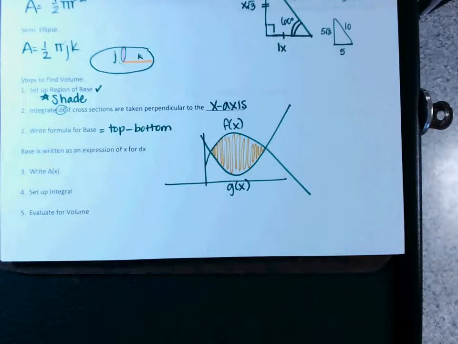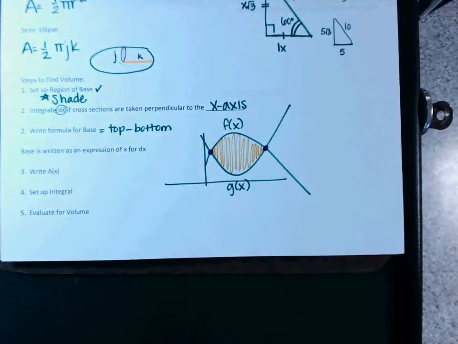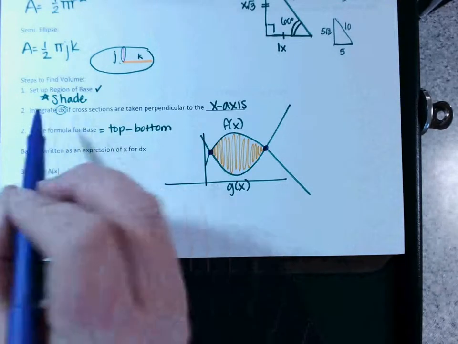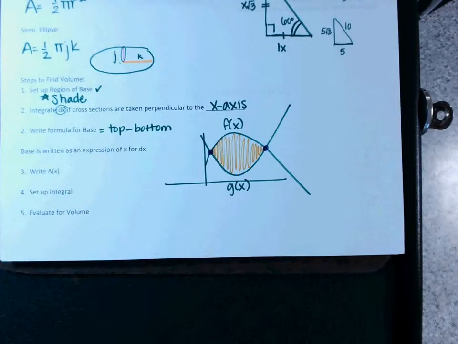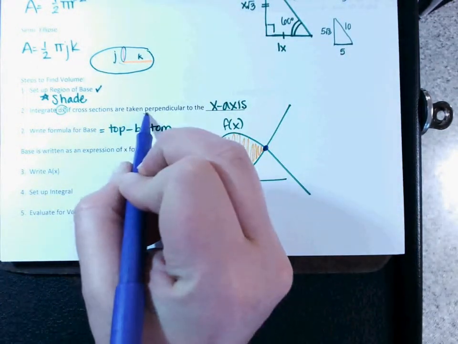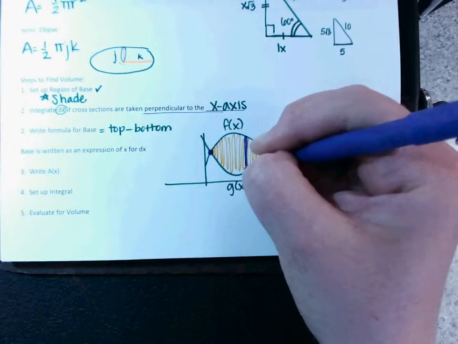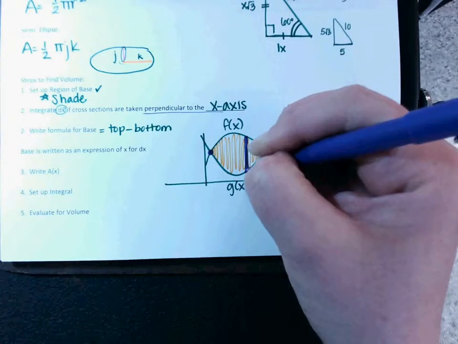Okay, the intersections, right? How do you find intersections? You set the equations equal to each other. So you would need to know that first. After you shade and find your intersections, you're going to draw in your base, which is perpendicular to the x-axis. That means that it runs this way. Can you see why it would be top minus bottom?